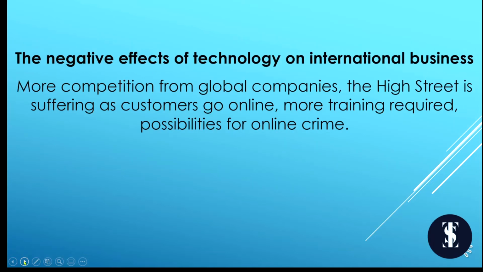The negative effects of technology on international business. So there is more competition now from global companies. The high street is suffering as customers go online. There's more training required, and there's also the chance of more online crime.